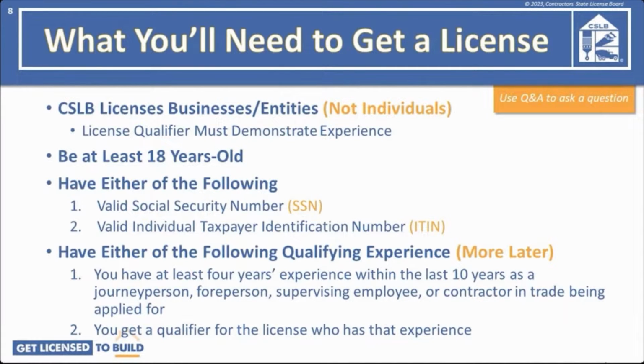Here is the short list of minimum qualifications you will need. You must be at least 18 years of age. You must have either a valid Social Security number or a valid Individual Taxpayer Identification Number or ITIN. You can qualify the license in one of two ways. First, you can qualify the license by having at least 4 years experience within the last 10 years as a journeyperson, foreperson, supervising employee, or contractor in the trade being applied for. Or you can also get a qualifier for the license who has that required experience. We will spend time talking about how you can demonstrate your experience on your application later in this presentation.